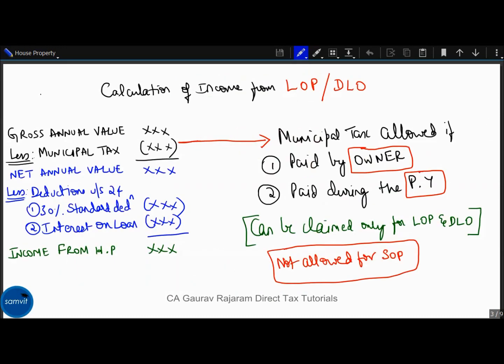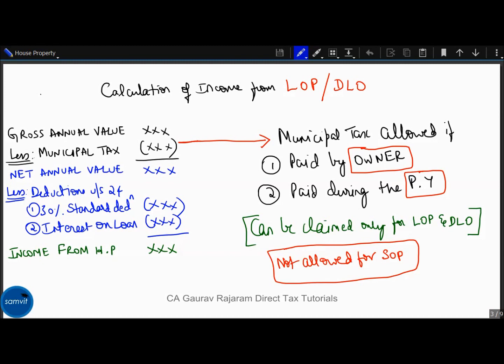Let's understand the calculation now. On the left is the format for calculation under the head house property. We start with something known as the gross annual value. From that, we deduct the municipal taxes. Special note about the municipal taxes on the right side of the page.